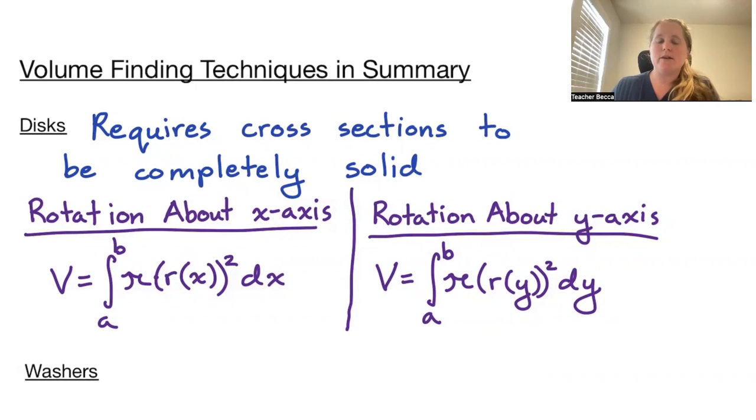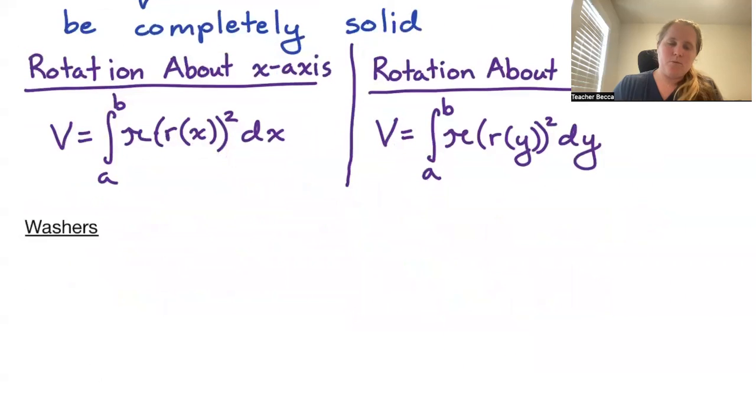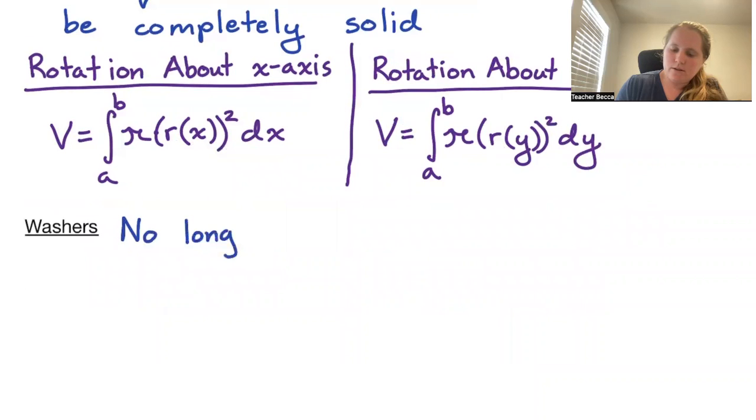For rotation about the y-axis, the volume was the definite integral from a to b of pi times r of y squared dy. Moving into washers, these no longer required the solid cross sections. So no longer requires solid cross sections.